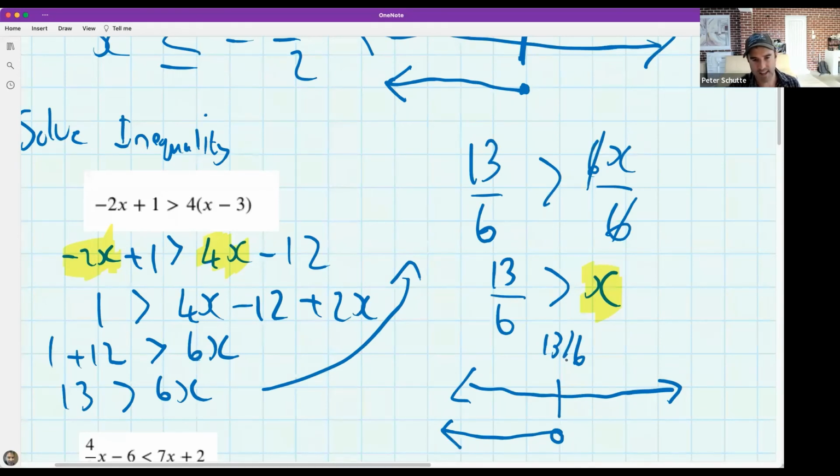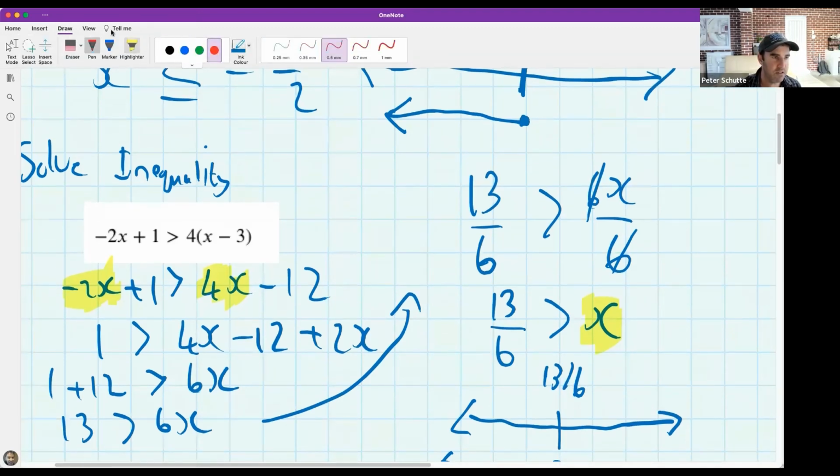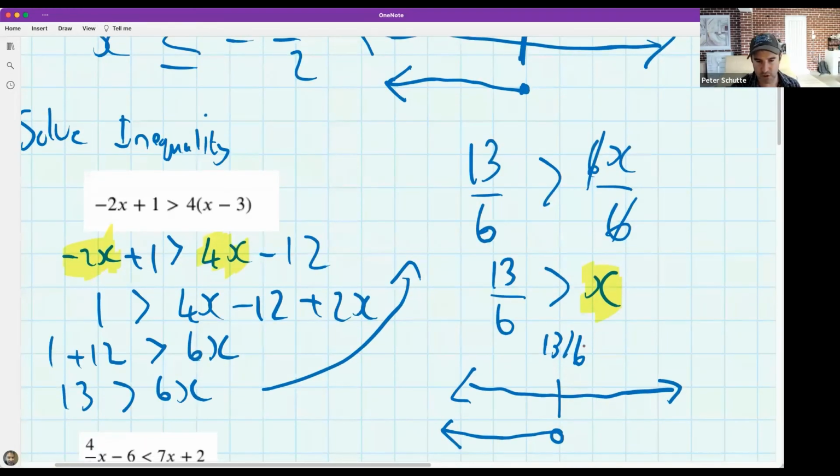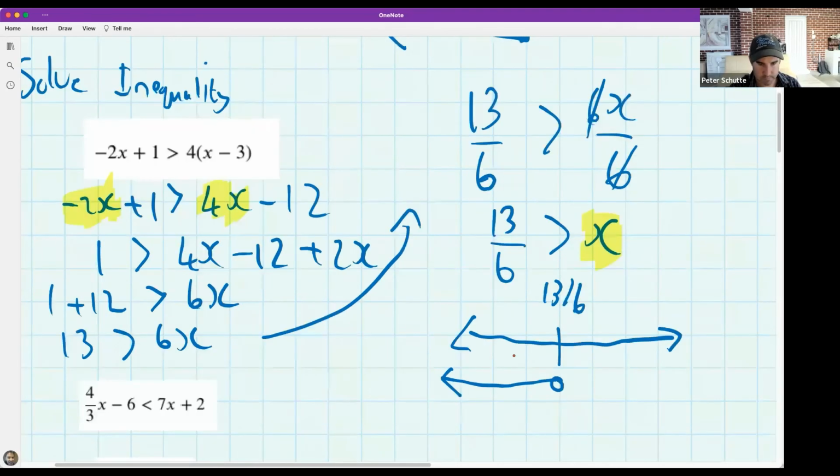What this number line is saying is, if I choose a number less than 13 over 6, so in fact, let me choose a different color just to really emphasize this. If I choose a number less than 13 over 6, like the number 1, let's say, what did I do, guys? If I choose the number 1, this number 1 will be an answer to the inequality because it's in the zone that is acceptable.